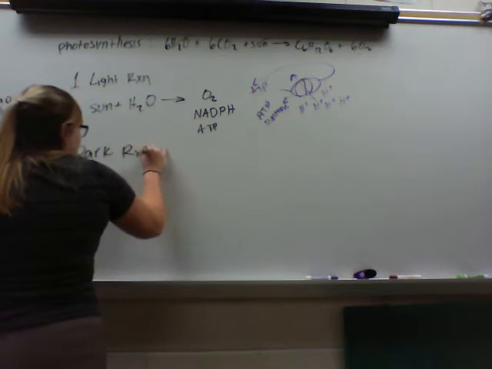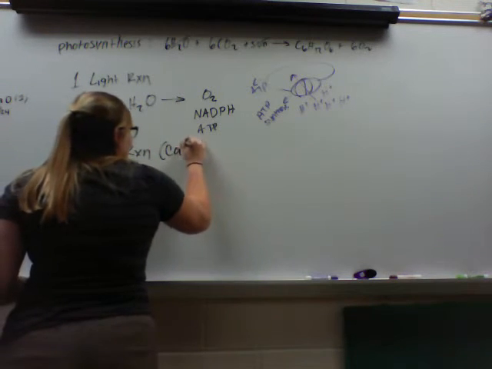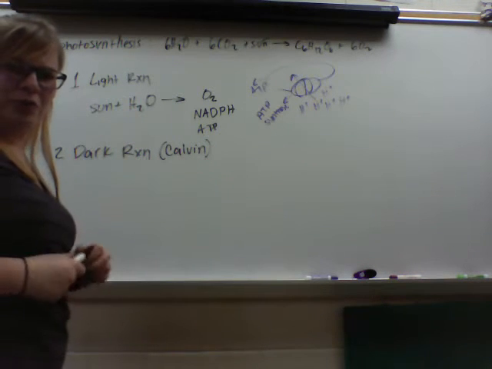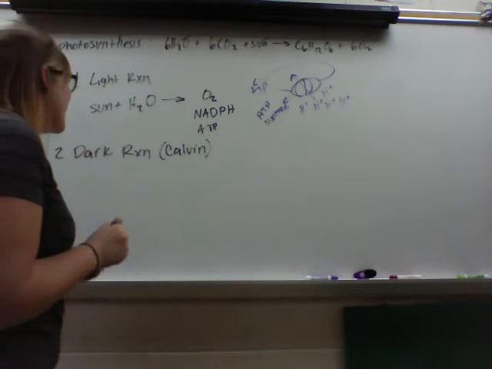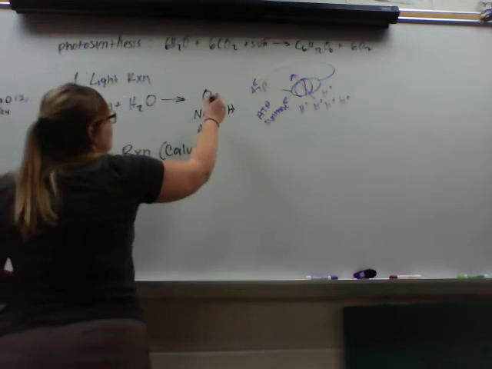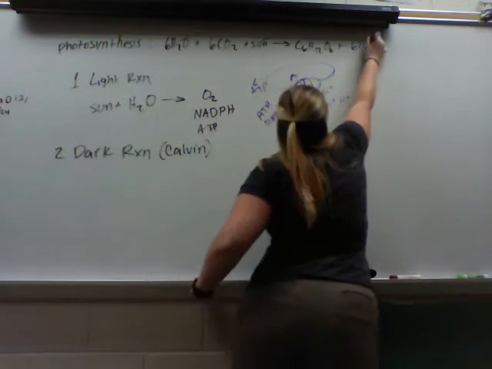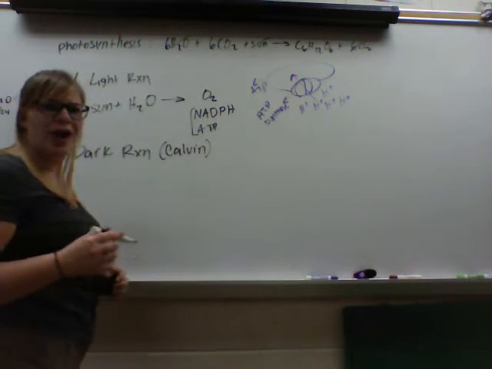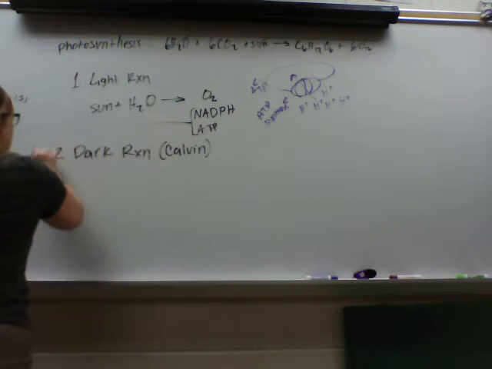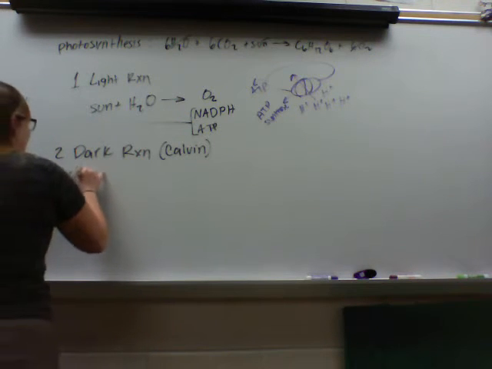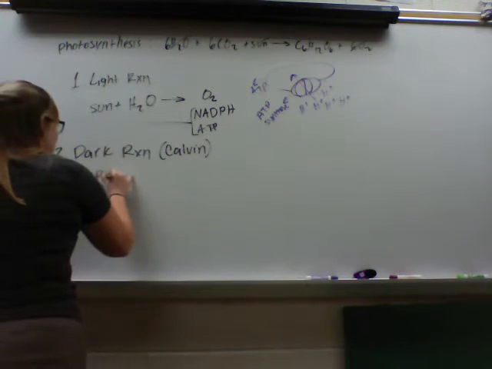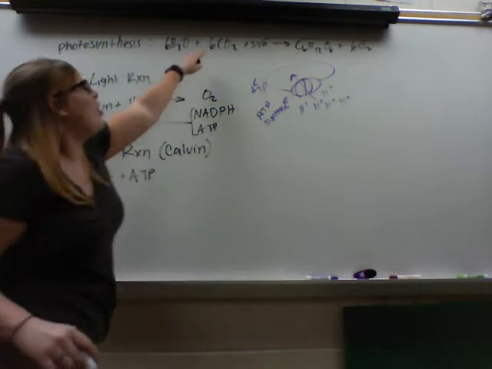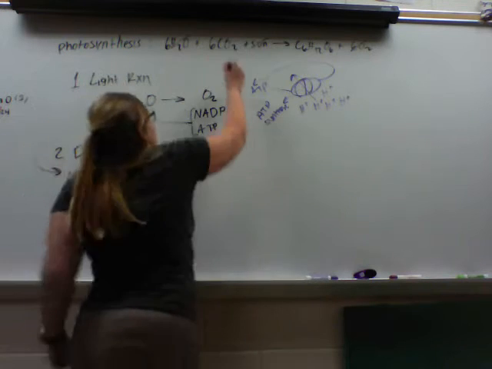Dark reaction is also called the Calvin cycle, right? Calvin in parentheses. They are interchangeable. And so oxygen's done for. We took care of it. We produced it over here. And then we also produce NADPH and ATP. Those things are required to go on to the dark reaction. So we get NADPH plus ATP. And then we take care of our other reactant, which is carbon dioxide.